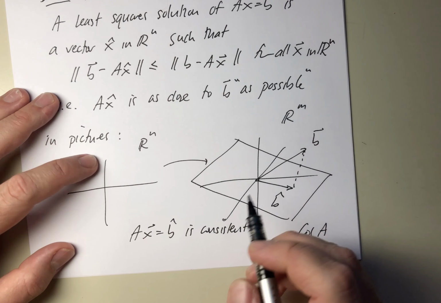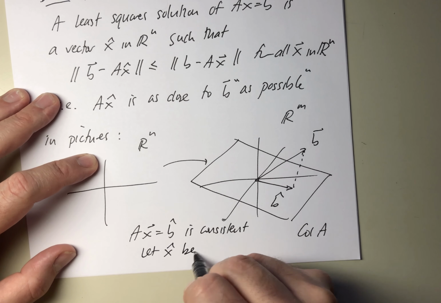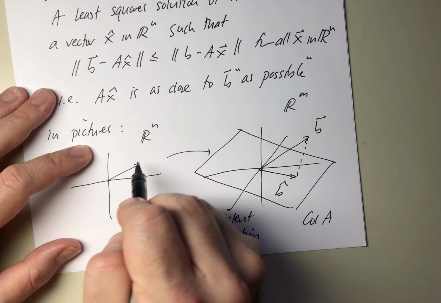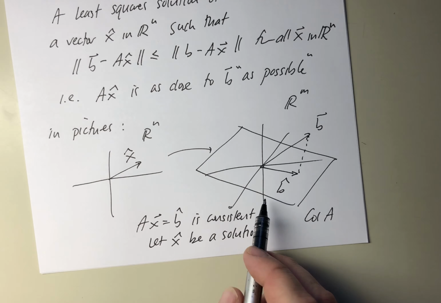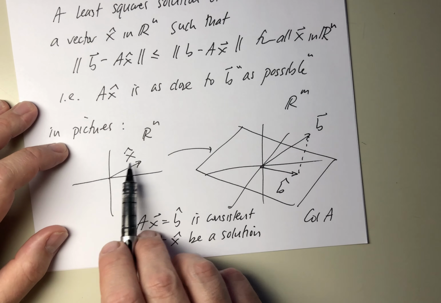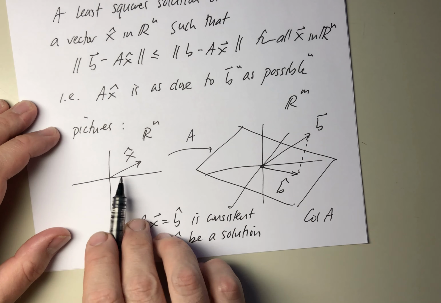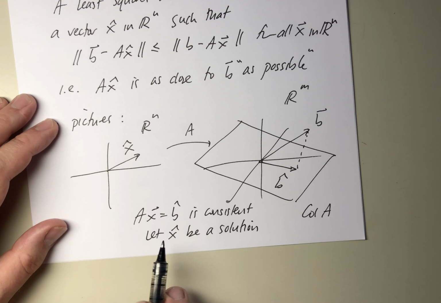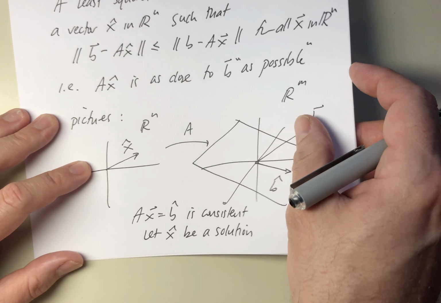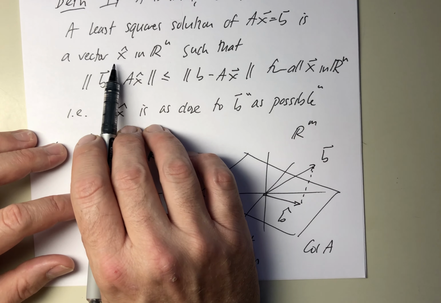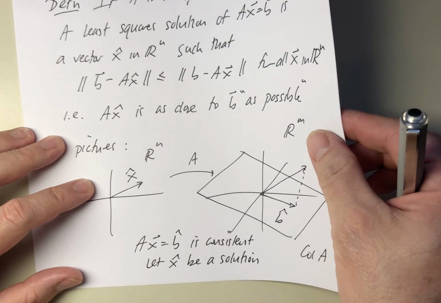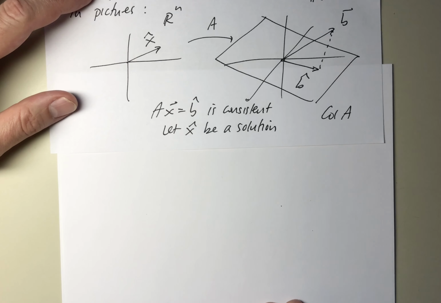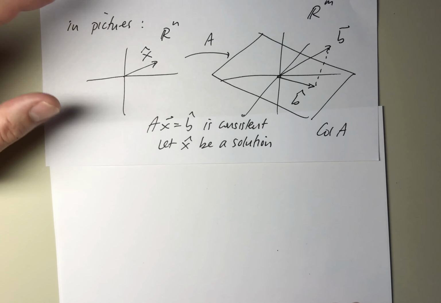And so that means that there is some vector, let's let x hat be a solution. In general there might be more than one, but there's going to be some vector x hat that maps over. This is the matrix A that takes vectors in Rn and maps them over. Since b hat is in the column space, we know that the system Ax equals b hat is consistent. I'm going to call x hat your solution, and it turns out that this will be the least square solution in that sense. So what's the formula for this? I'll keep this picture here while I derive the formula.